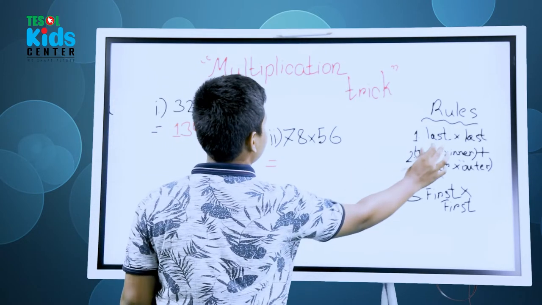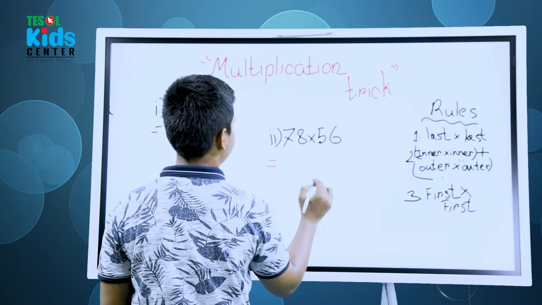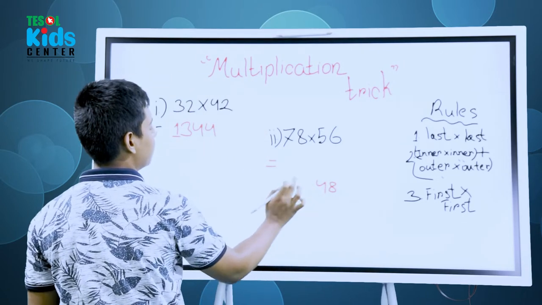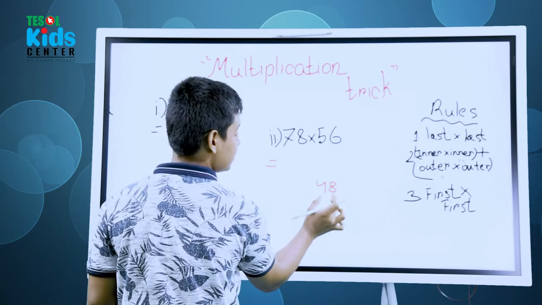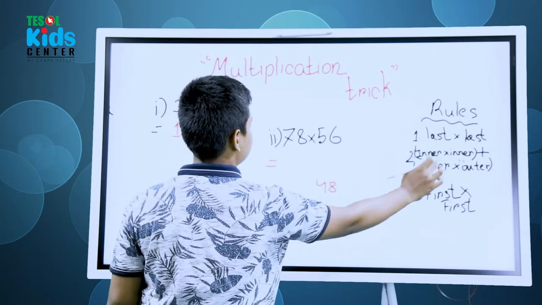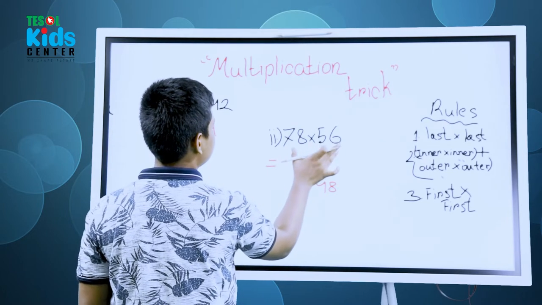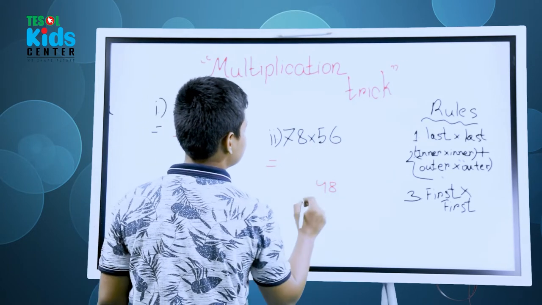So last digit into last digit, 6 8s are 48. We're not gonna put a 0 in front of it as we have got two digits here. Then as per rule number 2, inner into inner, 5 8s are 40, 6 7s are 42. 40 and 42 makes 82.